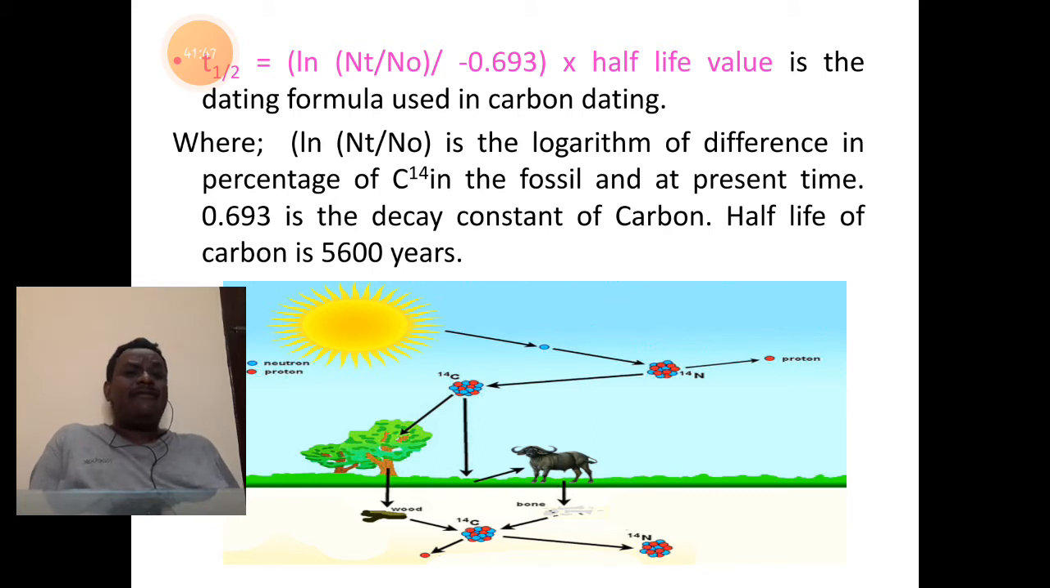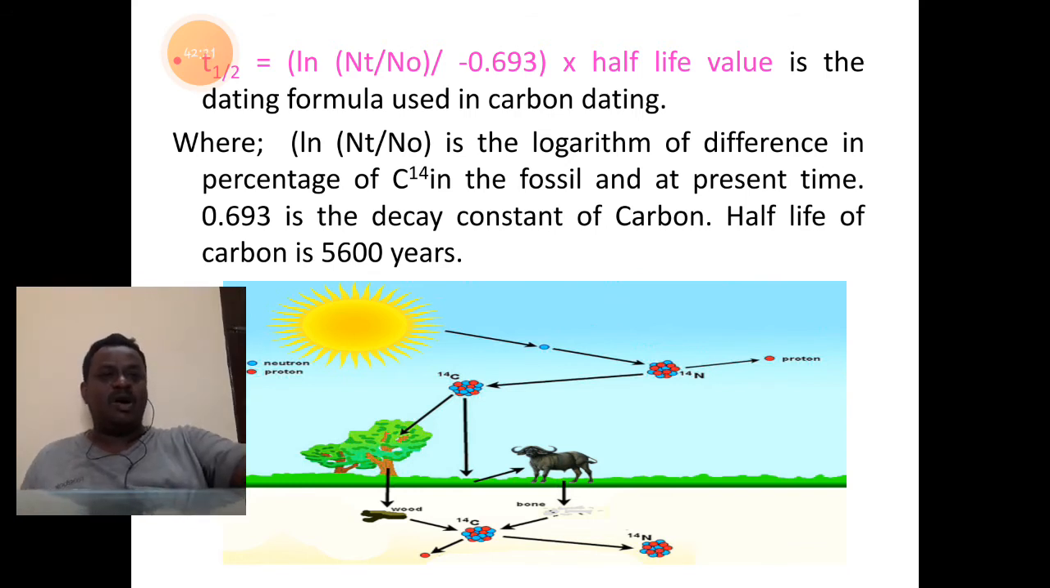So here the half-life period is equal to log of Nt by N0 divided by minus 0.693 into the half-life value, where log of Nt by N0 is the logarithm difference in the percentage of C14 in a fossil as well as in the present time. This 0.693 is the decay constant of carbon, and the half-life period of carbon is 5600 years. By substituting these values, we get the actual age of that particular object.